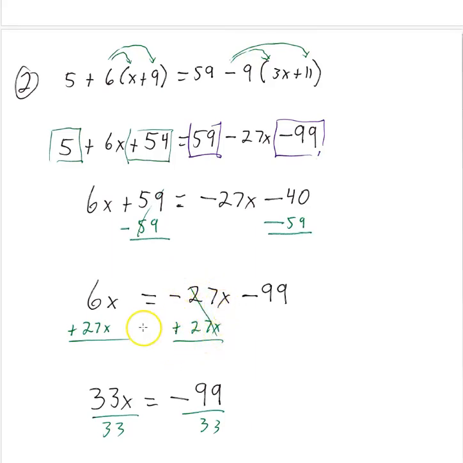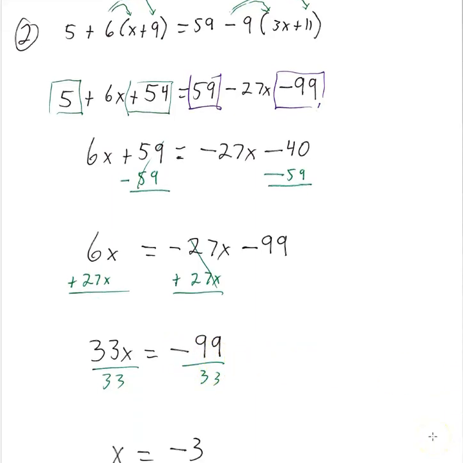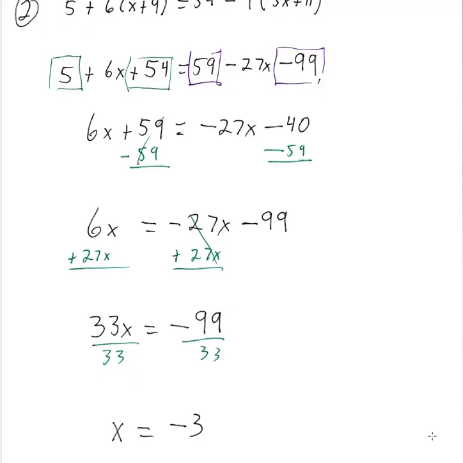These guys cancel each other out. So when I add here, I have 27x plus 6x. Just think: if you had 27 x's, and a friend gave you 6 x's, together you got 33 of them. Yay. So I have 33x equals negative 99. Now you just divide by this coefficient 33, so negative 99 divided by 33. I didn't show the answer, but there it is. I get negative 3.